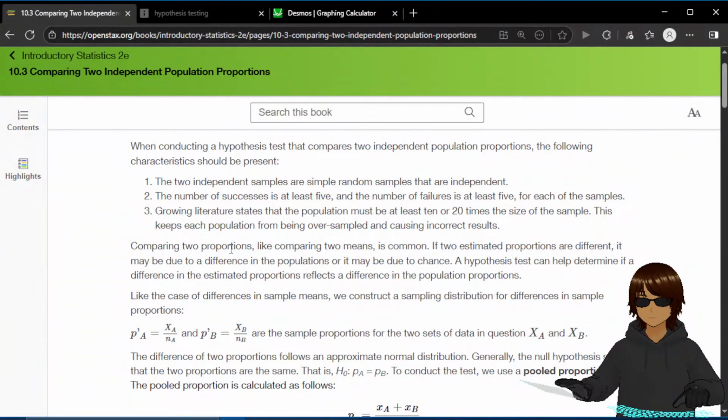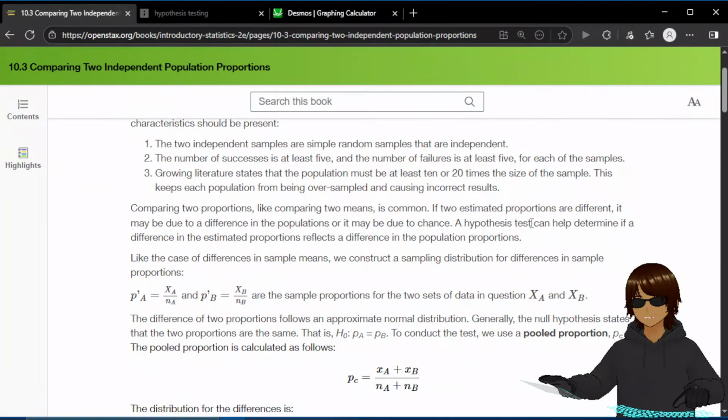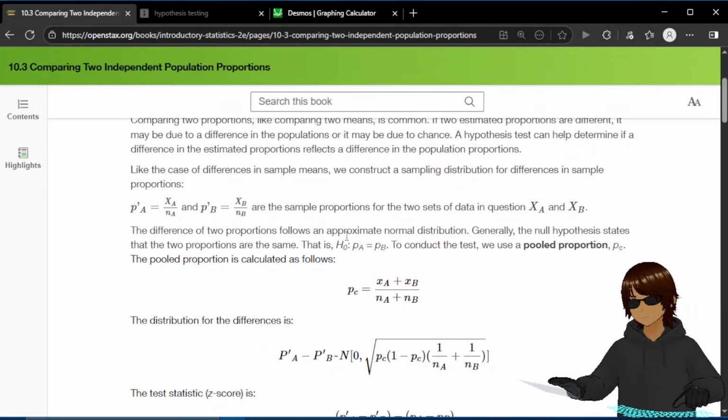Comparing two proportions, like comparing two means, is common. If two estimated proportions are different, it may be due to a difference in the populations, or it may be due to chance. A hypothesis test can help determine if the difference in the estimated proportions reflects a difference in the population proportions. Like the case of differences in sample means, we construct a sampling distribution for differences in the sample proportions.